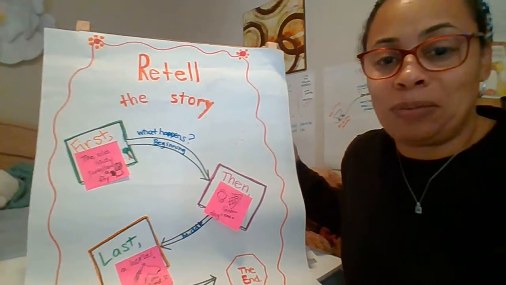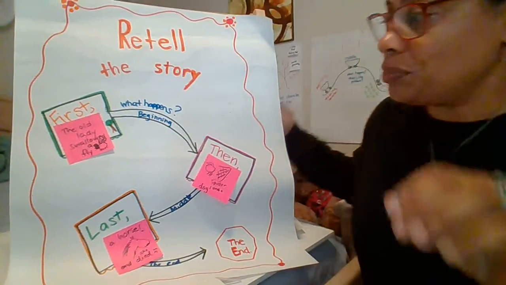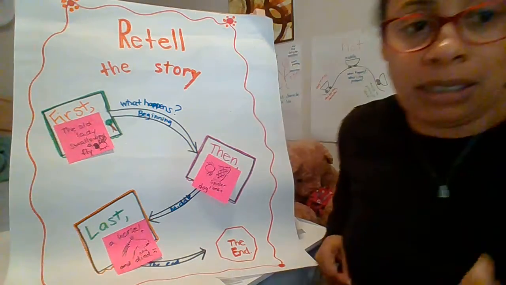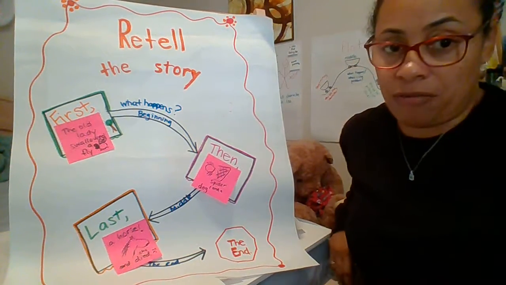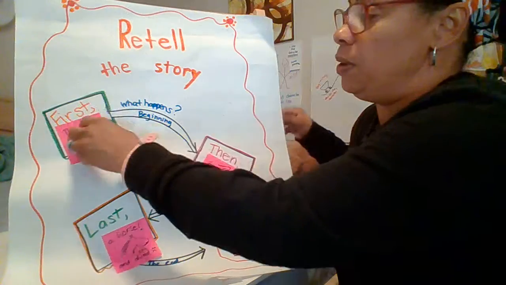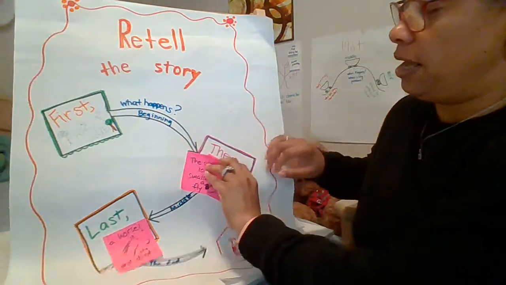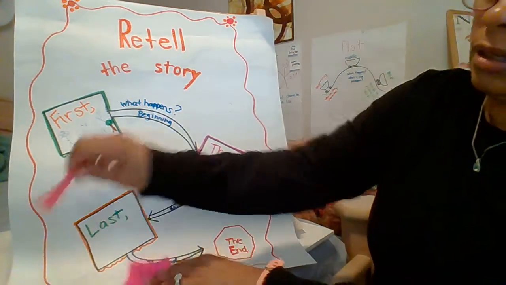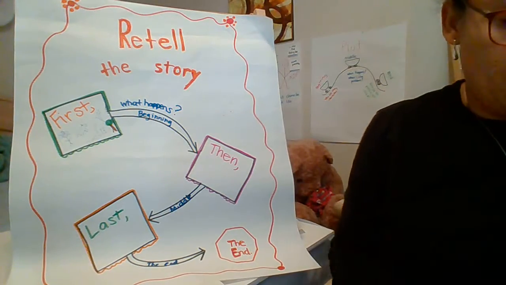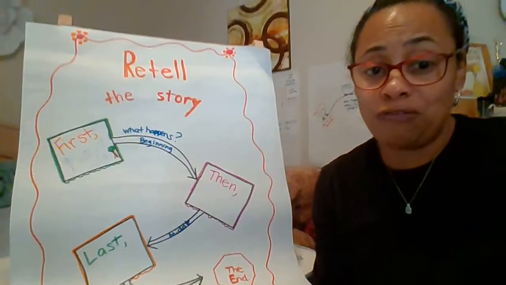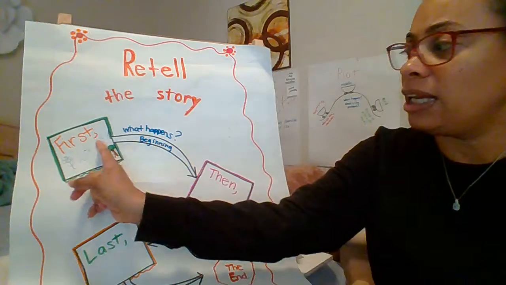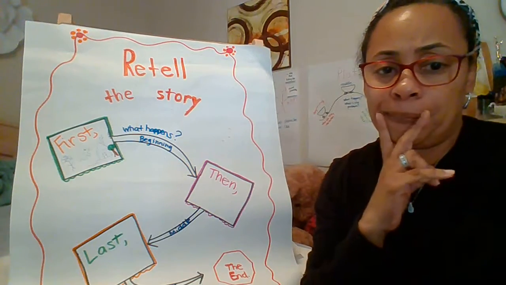Okay, let's try it one more time. And this time I want your help. We're going to think about Little Red Riding Hood, another one of our favorites. So let's remove these Post-its. All right. And we're going to think about Little Red Riding Hood. What happened first in the story Little Red Riding Hood? What happened first?